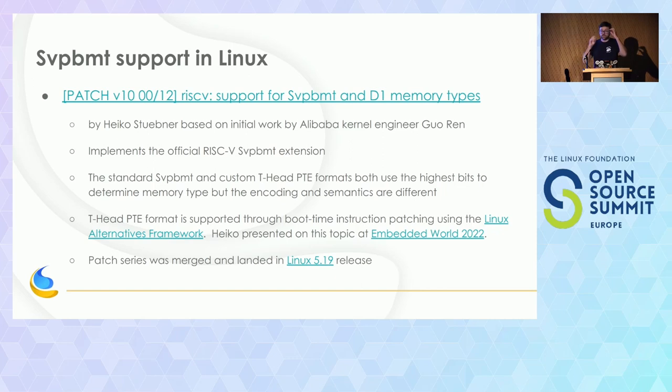The original solution that was proposed was to use function pointers, but that imposed a penalty on the systems that were complying with the standards. So this Alternatives Framework was a great solution for that, and it worked out quite well. It was merged, and it was released in Linux 5.19.